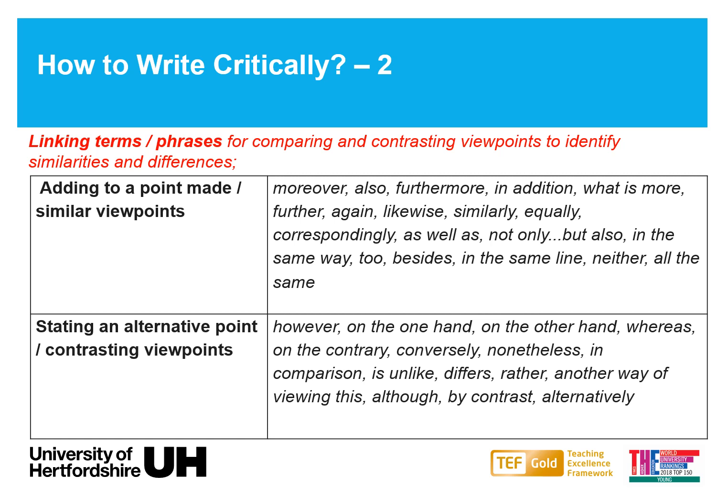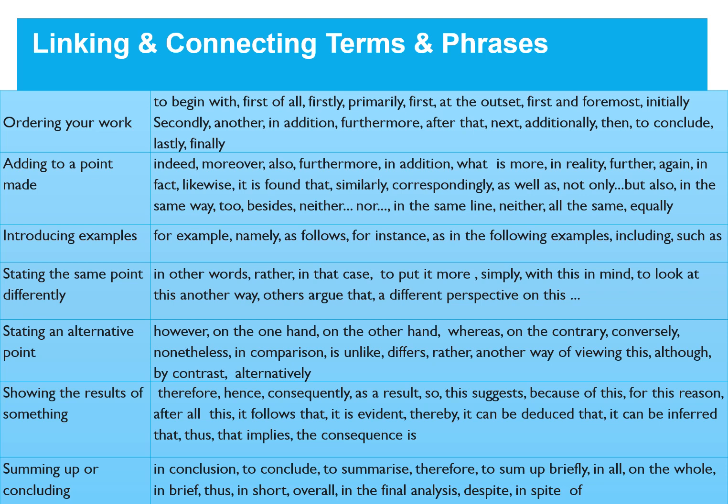So it's important you use appropriate linking terms to demonstrate how you have synthesized the views, your understanding of these different viewpoints, and the relationship between them, whether they are similar or different. This is a more comprehensive list of relevant linking terms and phrases. For example, if you want to order your work: first of all, secondly; add to a point, including examples, stating the same point differently, stating alternative points, showing results, summarizing or concluding. So it's important you use a combination of them instead of using however all the time when you're stating contradicting views.